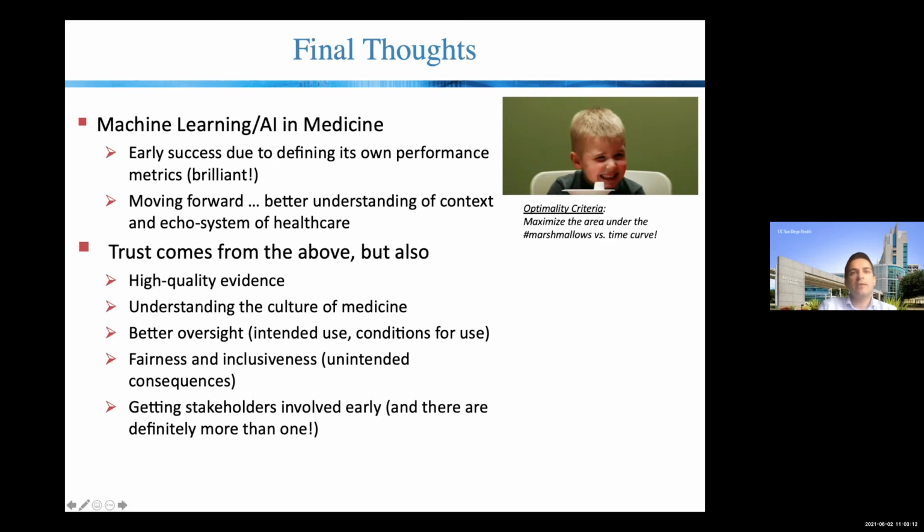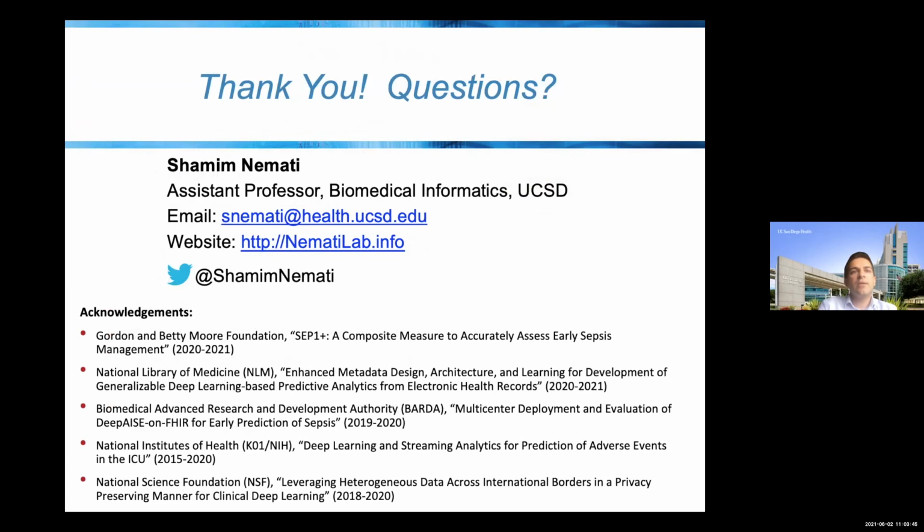And so we need higher quality evidence. We need to understand the culture of medicine. We need to have much better oversight. We need to think deeply about fairness and inclusiveness and unintended consequences of these algorithms. And then we need to get stakeholders involved in the process much, much earlier. Anytime I had an algorithm that I had a clinician involved in making, I was a lot more successful in getting it into clinical practice, or at least having a quality study to look at the performance of the model. With that, I'd like to acknowledge my funding agencies and am happy to answer any questions.